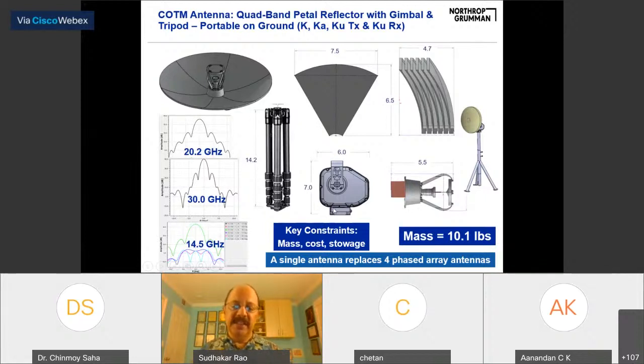So key considerations here are mass, cost, and storage. The whole mass is 10.1 pounds, whereas if you use 4 phased arrays, the mass is about 36 pounds or so. A single antenna replaces basically 4 phased arrays. So we actually have a patent pending on this technology. So this work was done probably in 3 weeks.